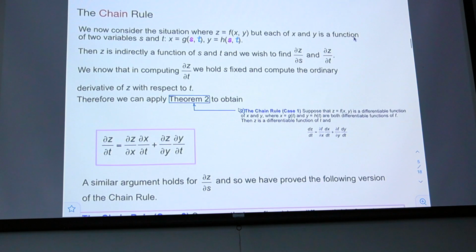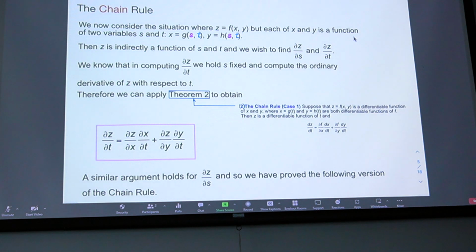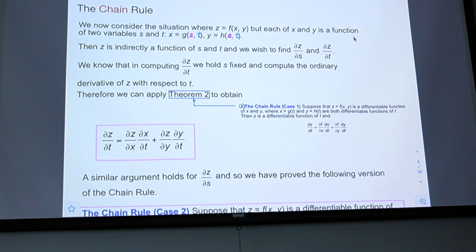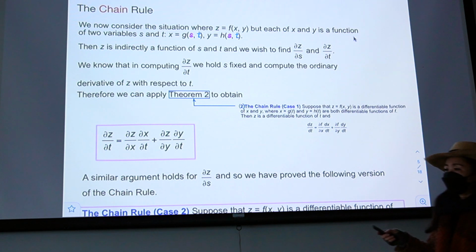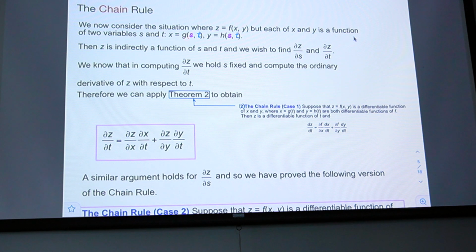Now we're going to consider the situation where z is a function of x and y, but this time x and y are not just functions of a single variable t. x and y are now going to be functions of two variables, s and t. Then how does the chain rule look? Now, z is a function of x and y. x and y are functions of s and t. So z is a function of s and t indirectly.